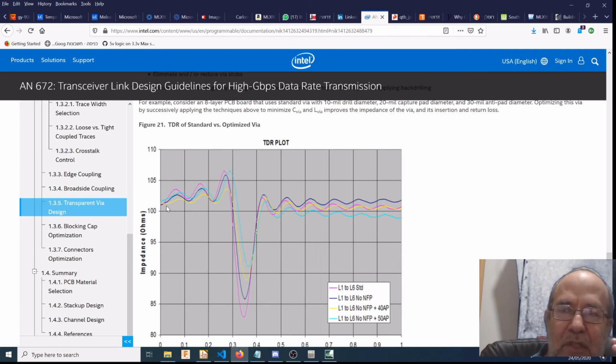They are showing here on the plot what happens when I go from one layer to another layer using a via. And using a via, you can see I'm at 100 ohms, and the via is suddenly at 80 ohms. This is the anomaly which one wants to try and minimize.